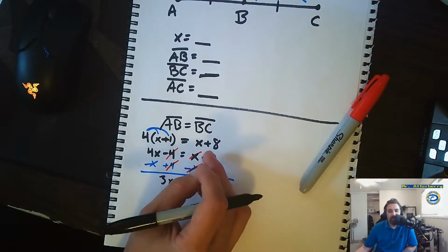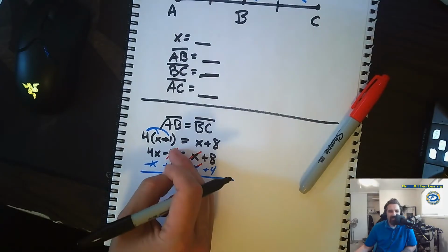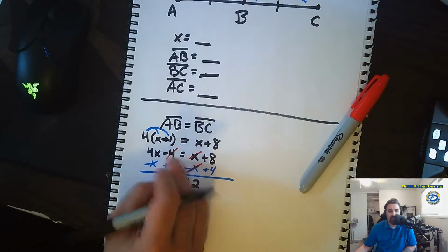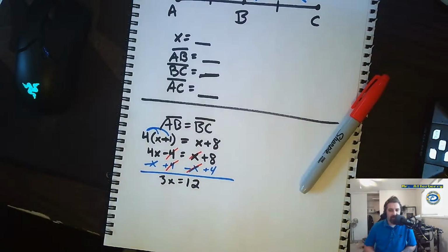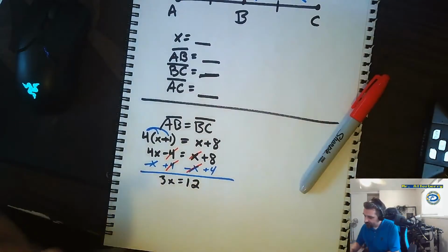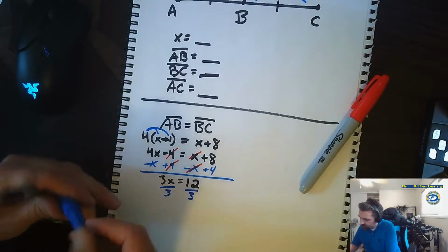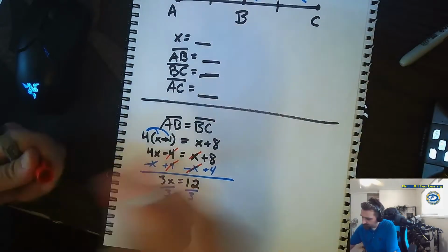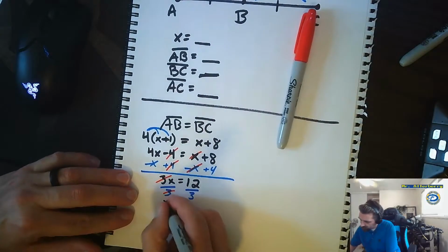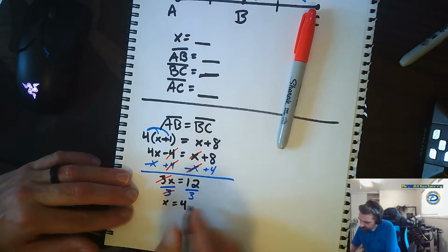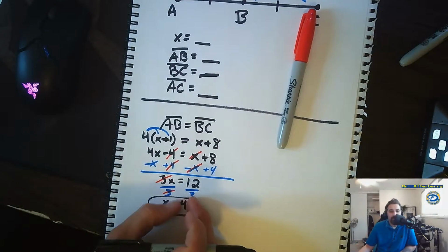Okay, so when I subtract the x from both sides, I get 4x minus x, which is 3x. I'm going to add the 4 also to both sides, and that's going to go away, and this is going to become a 12. Now to solve for x, I have to divide both sides by 3. I get a value of x equals 4.